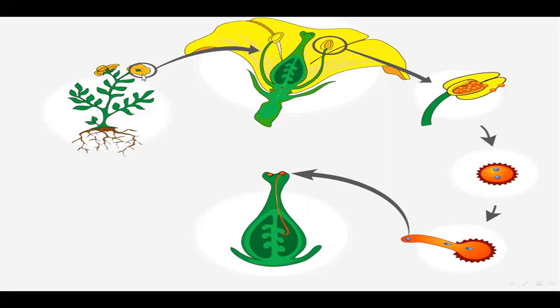Again, here you see this one is called pollen grain. And this one shows you the anther. See, this one is seed, when it falls onto the stigma of the flower.